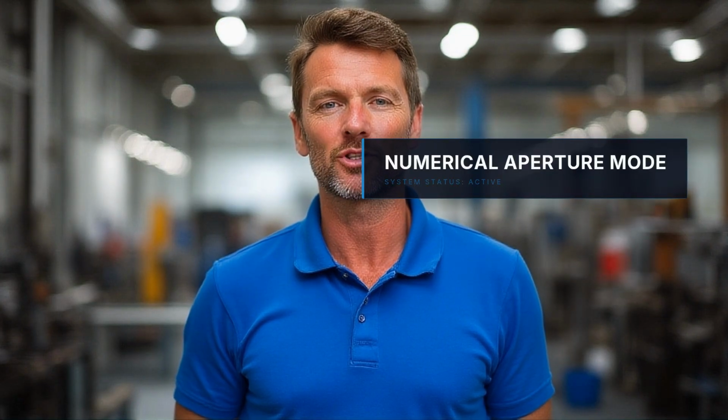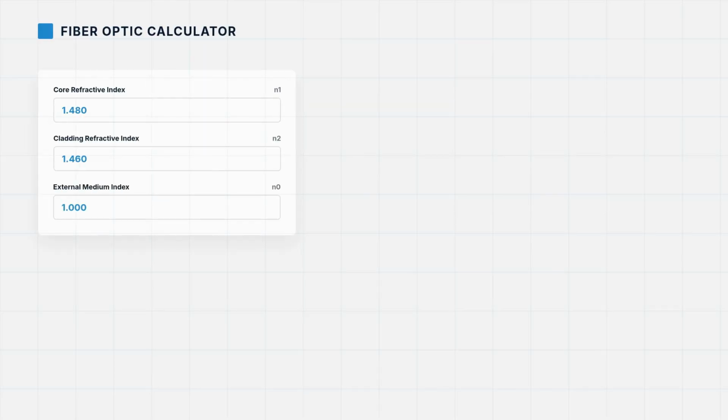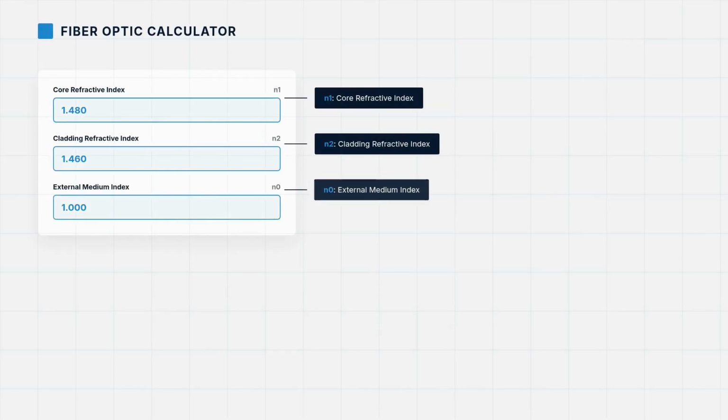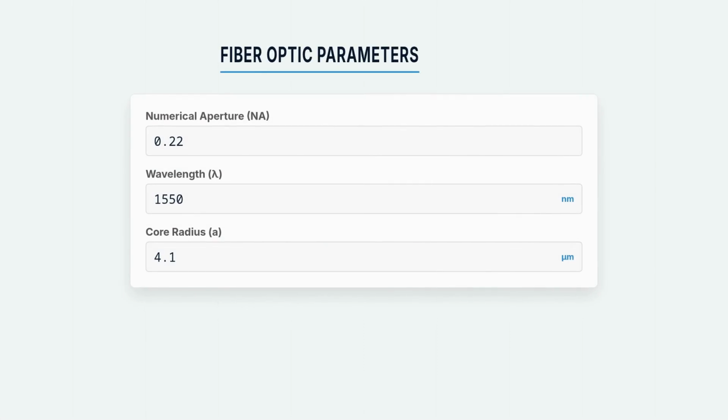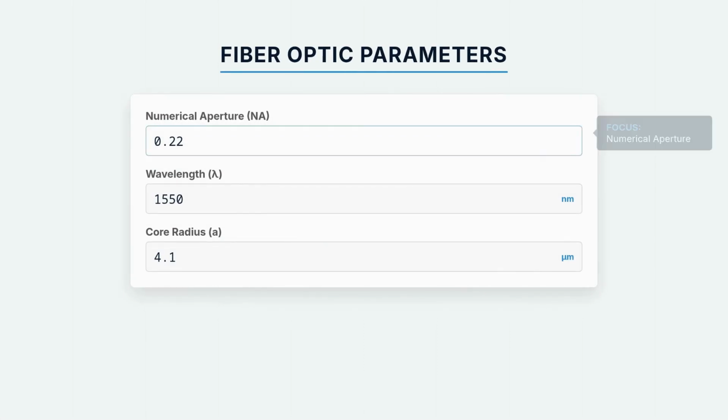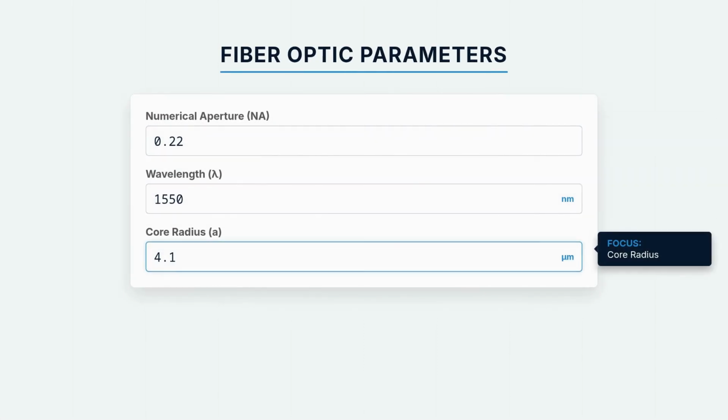For this demonstration, I'm using Calculate Numerical Aperture mode. The input fields are Core Refractive Index N1, Cladding Refractive Index N2, External Medium Index N0, Numerical Aperture NA, Wavelength lambda in nanometers, and Core Radius A in micrometers.